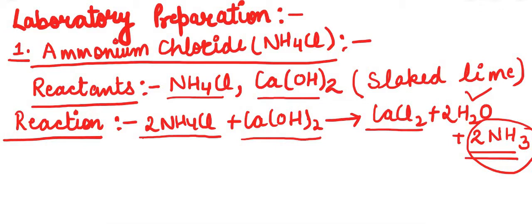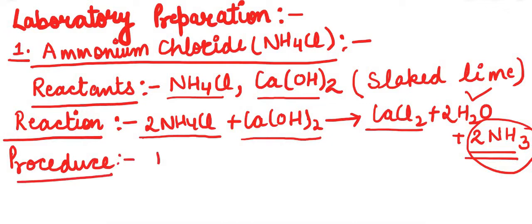And what is the procedure we are using for the formation of the compound? The procedure used is simple. We have a round bottom flask, and that round bottom flask is slanted.